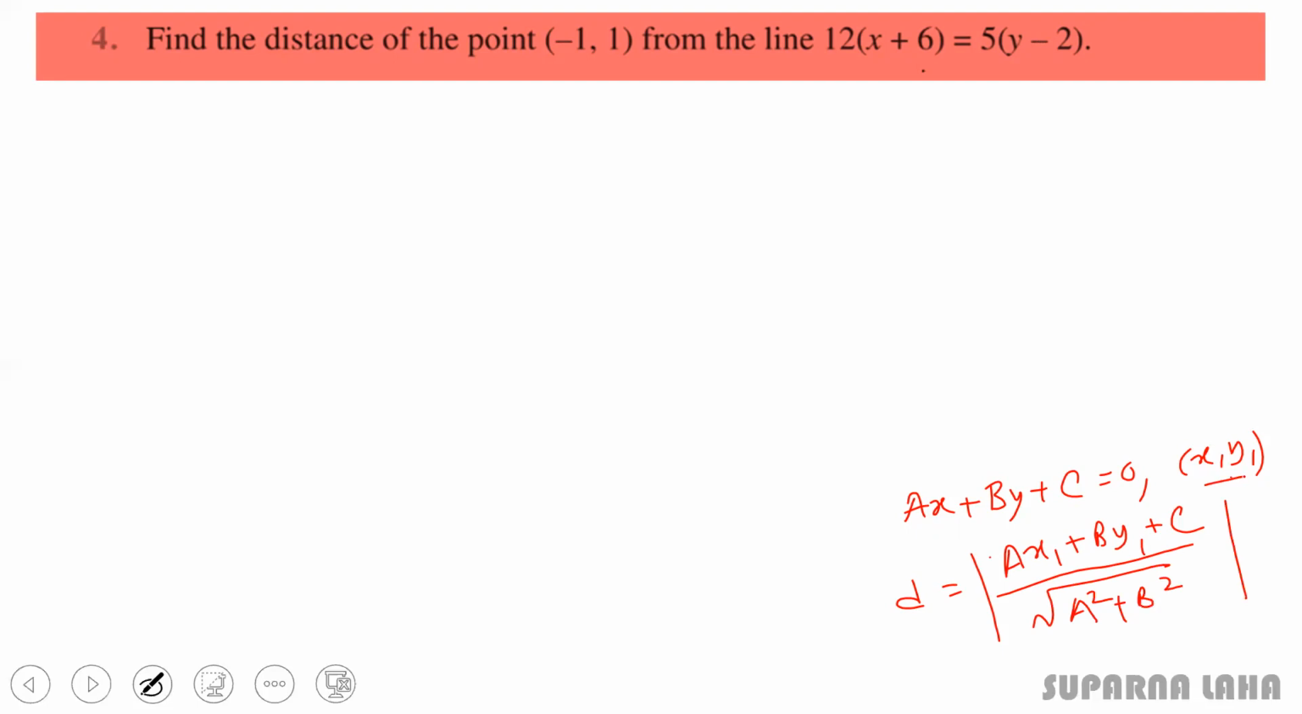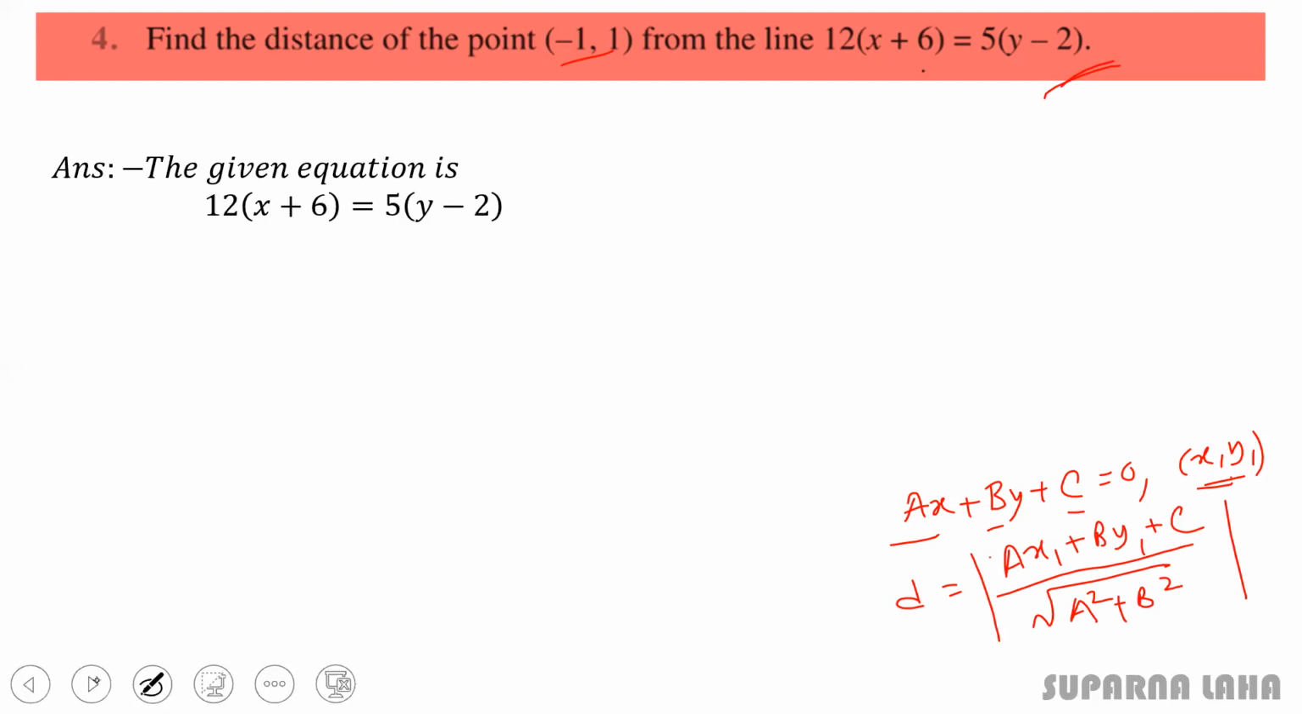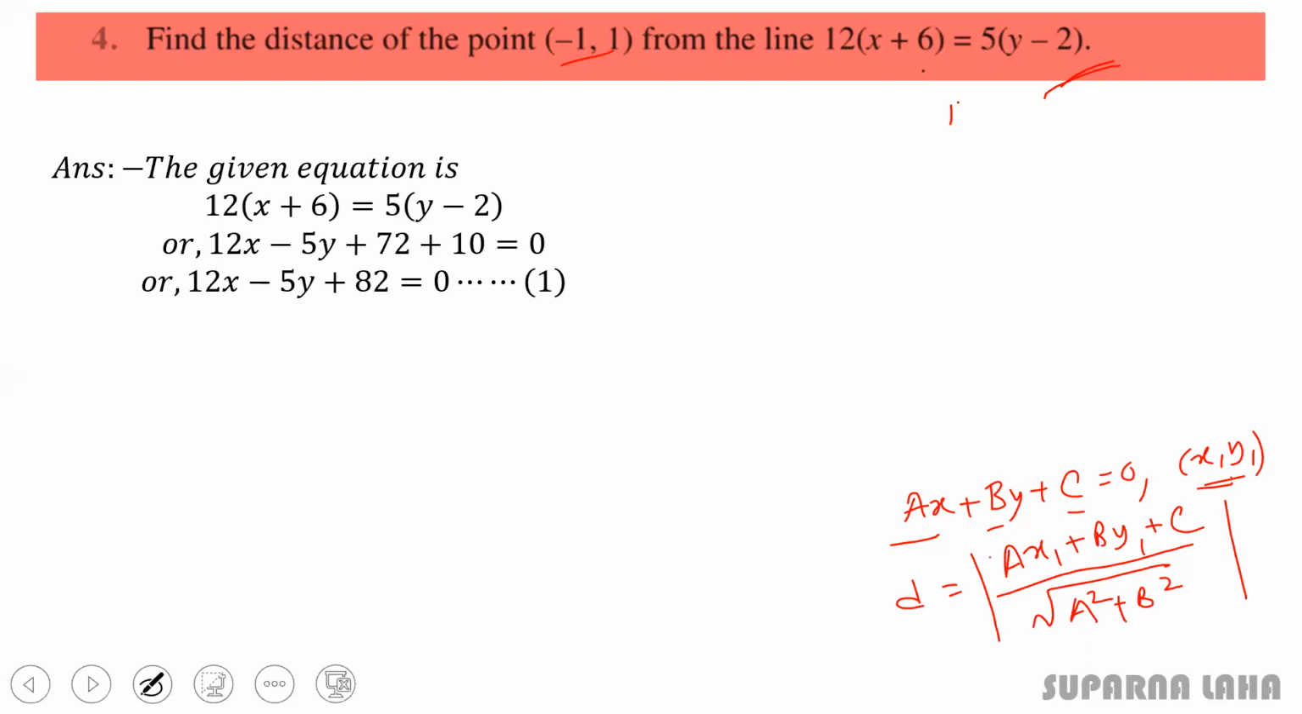Right? Here x1 y1 is minus 1 comma 1 and let's check a, b and c. For that you need to simplify the given equation of the straight line. So 12 into x plus 6 equals to 5 into y minus 2. So 12x minus 5y is equal to 12 into 6, 72, and 5 into 2, 10. So 72 plus 10, that is 82. So 12x minus 5y plus 82 equals to 0. So A is 12, B is minus 5, and C is 82.